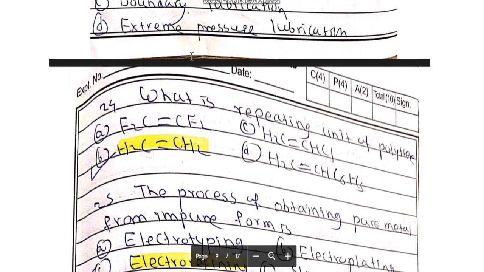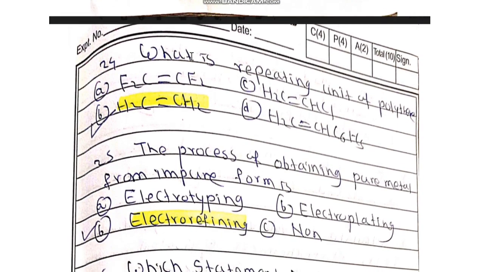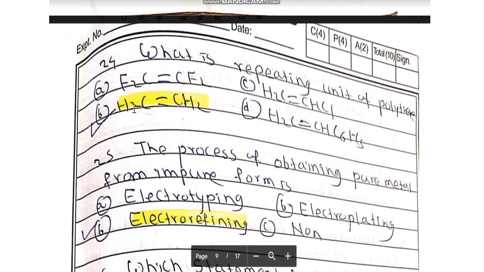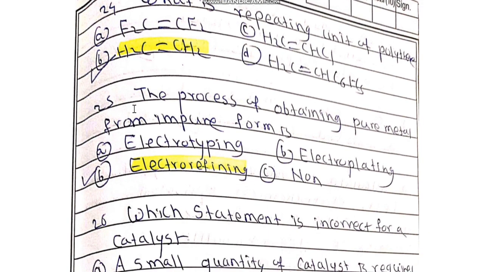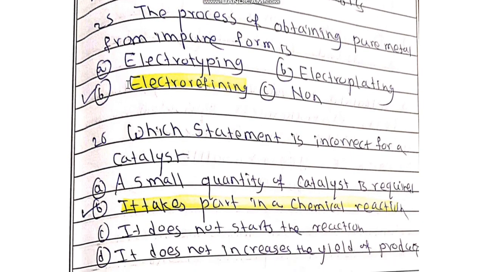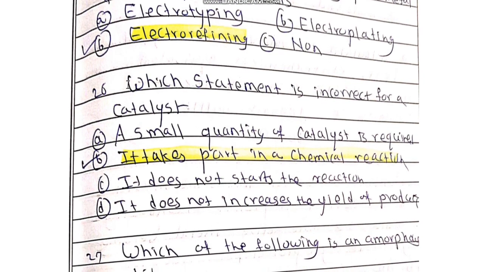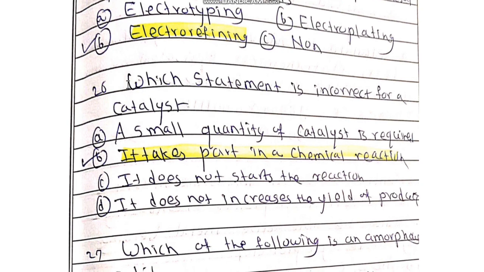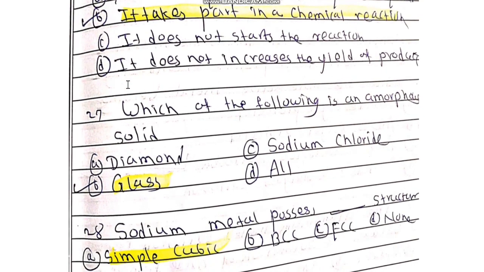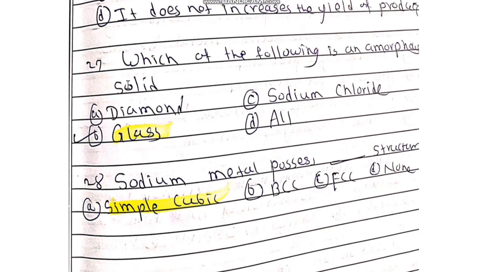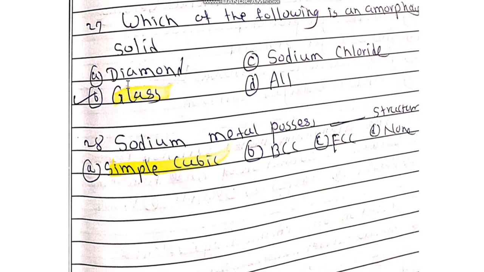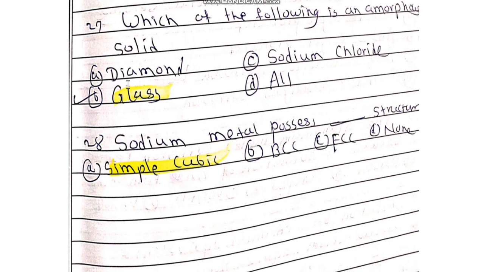What is the repeating unit of polythene? Repeating unit of polythene is this, ethylene. B is the correct option. The process of obtaining pure metal from impure metal is known as electrorefining. Which statement is incorrect for catalyst? It takes part in chemical reaction, that is the incorrect statement. Which of the following is an amorphous solid? Glass is amorphous. Sodium metal possesses simple cubic structure.